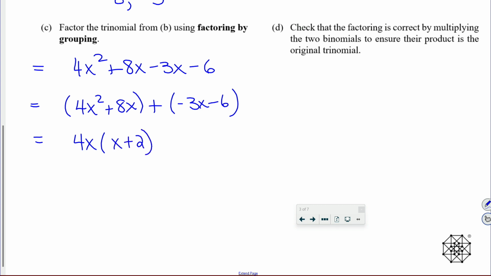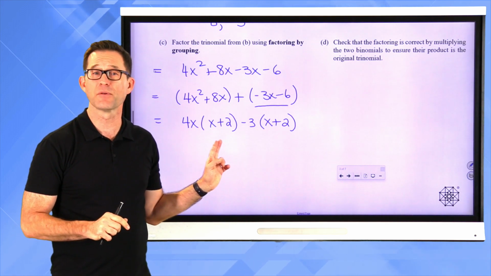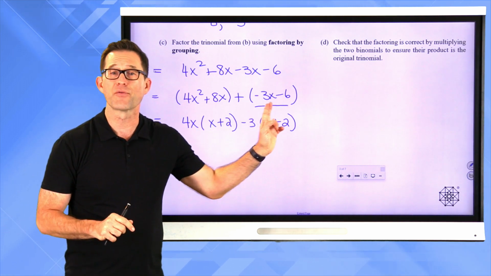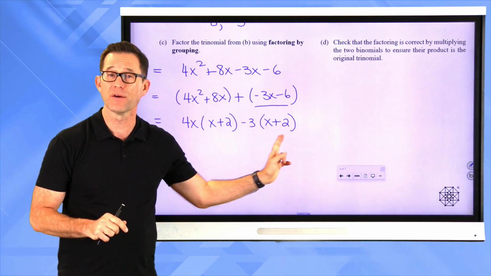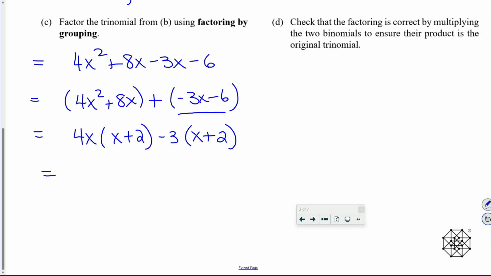Now remember, with factoring by grouping, whatever I factor out, I really want to get an x plus 2 again. I'm going to need to factor a negative 3 out in order to do that, but I will get an x plus 2. So I can factor a 4x out of here, leaving me with 4x times x plus 2. I can factor a negative 3 out of both of these two and also be left with an x plus 2. So at the end of the day, I then have x plus 2 times 4x minus 3.